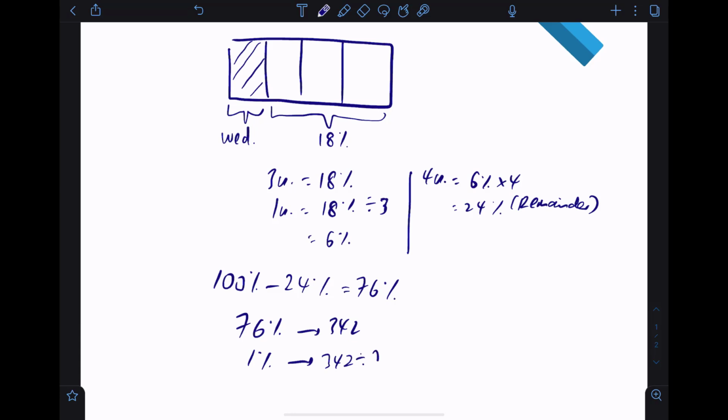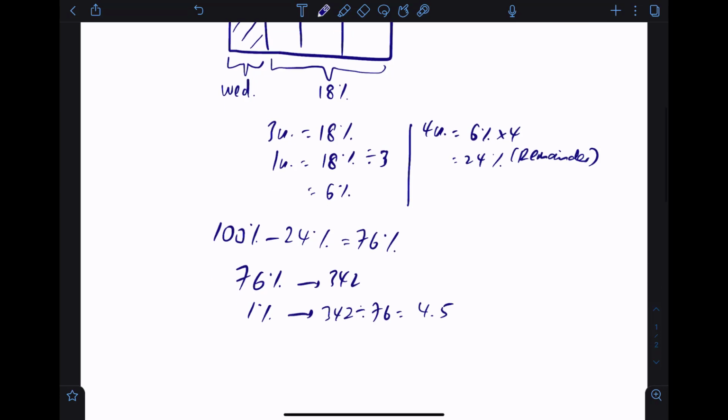342 divided by 76, and you get 4.5. Okay, you can use a calculator for this, and you're able to find the original number of books, which is 100%, and that is 4.5 times 100. Final answer for this question, 450 books at first.